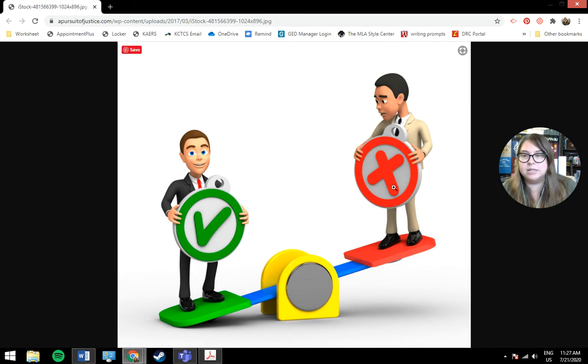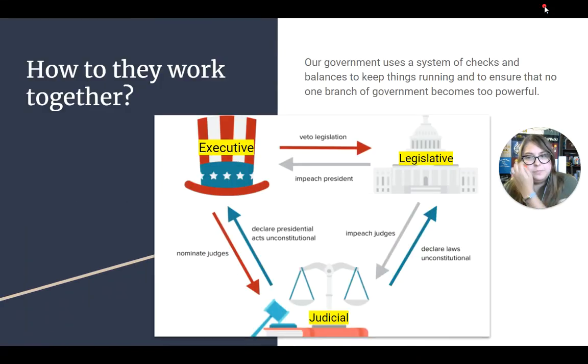Right now, they're not balanced, which means that this person with the green check mark has all of the power. But this person with the red X is saying, no, you don't have all of that power. So he's going to check the person with the green here. So let's see how that works with our government.